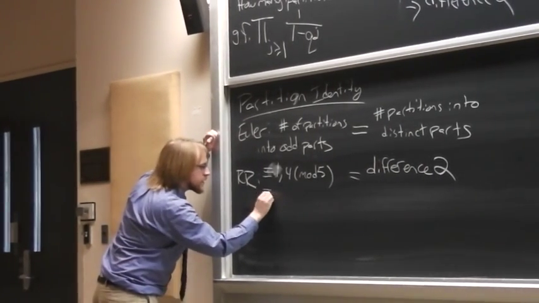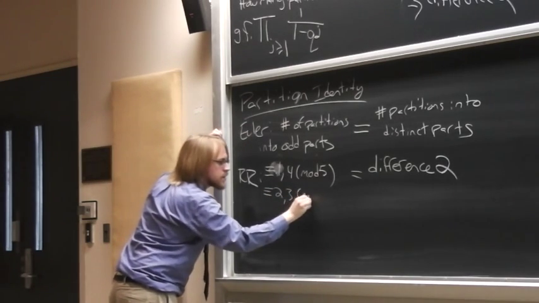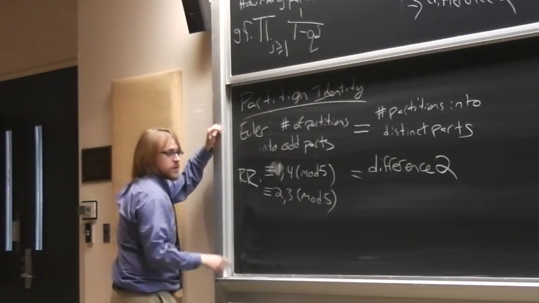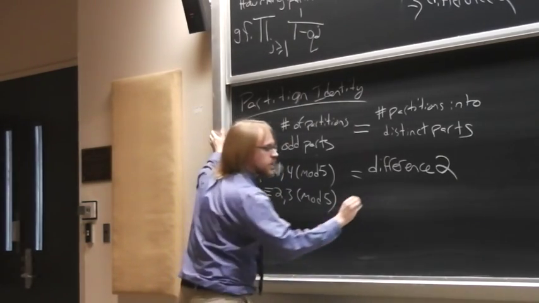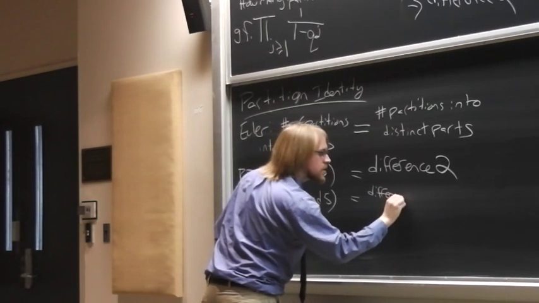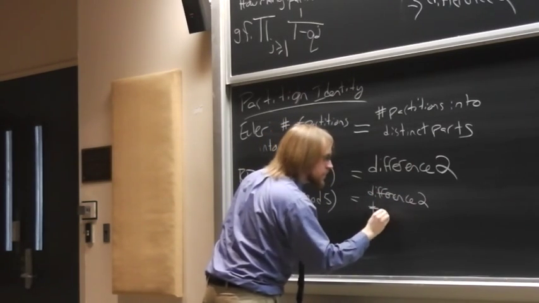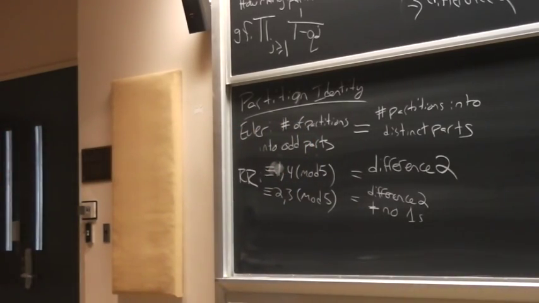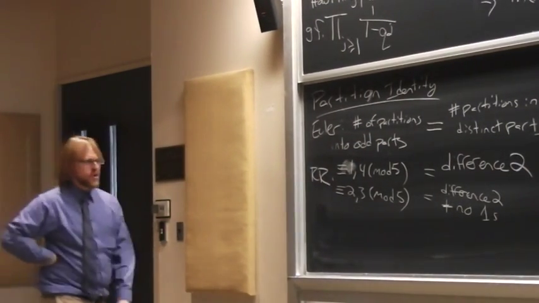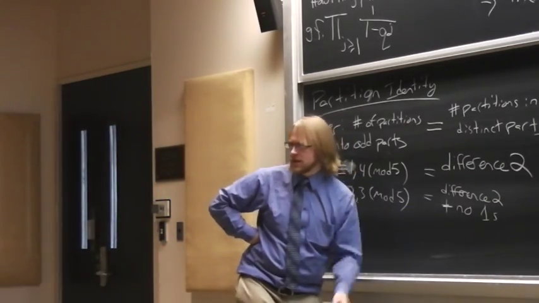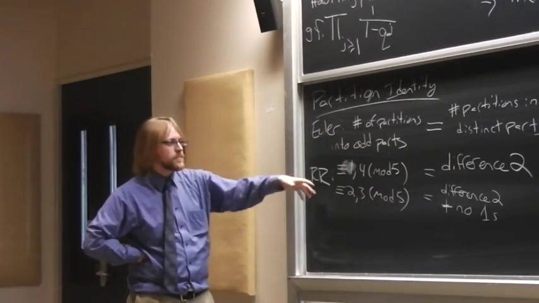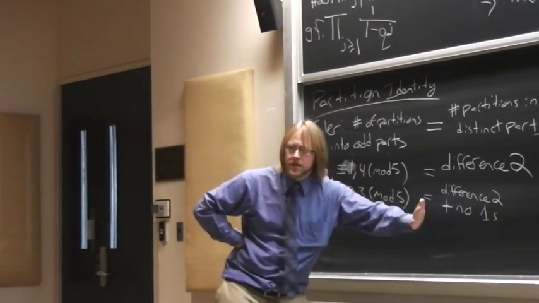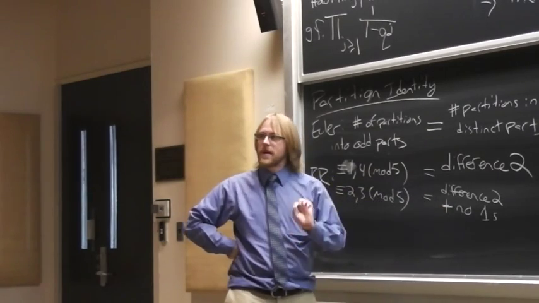There are 2 Ramanujan identities. And so here we have the second one, so this is 2 and 3 mod 5. And here it's difference 2 plus no 1s. So it's the same thing here, but there's an extra condition, which we'll eventually call an initial condition. Some weird base cases here: you can have 2s, 3s, 4s, 5s, but for whatever reason, don't worry too much about it, we're banning 1s.